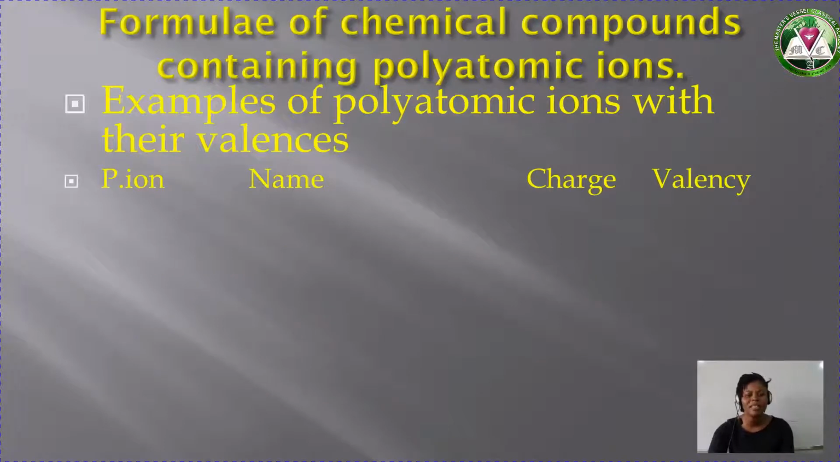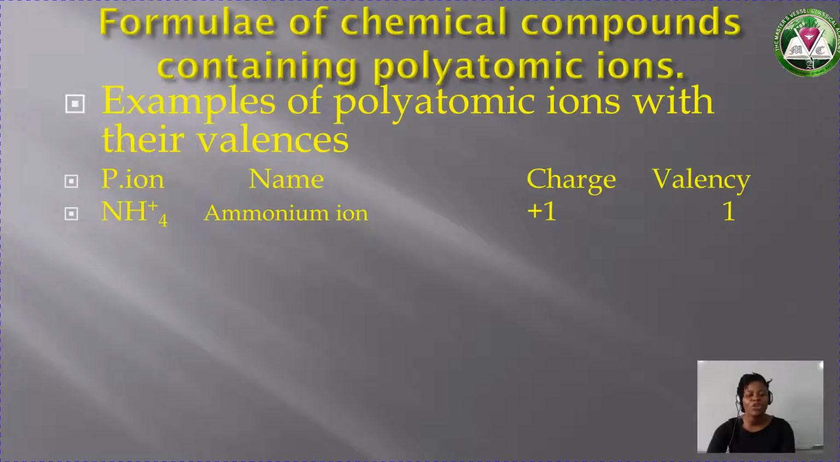When you look at this table, this P.ion represents polyatomic ion. Then their full names, their charges, and their valence. Number one, you have ammonium ion, NH4+. Ammonium ion, you can see that plus there. That plus means that it's positively charged.